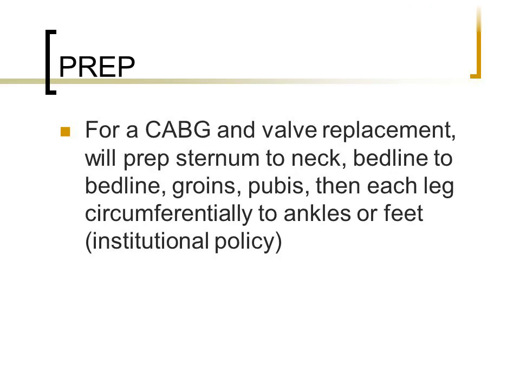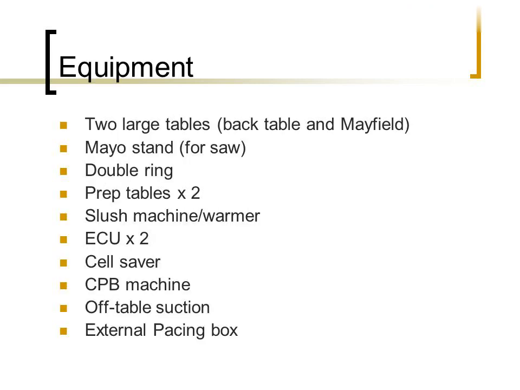Prep for a CABG and valve replacement: prep sternum to neck, bedline to bedline, groins, pubis, then each leg circumferentially to ankles or feet. Institutional policy. Equipment: 2 large tables, back table and Mayfield. Mayo stand for saw. Double ring. Prep tables times 2. Slush machine/warmer. ECU times 2. Cell saver. CPB machine. Off-table suction. External pacing box.